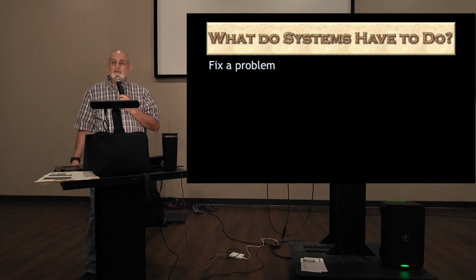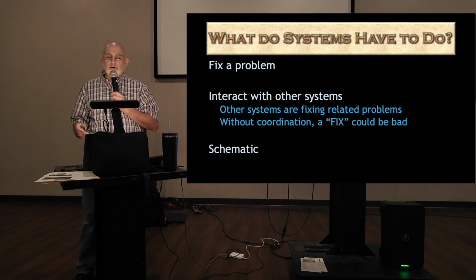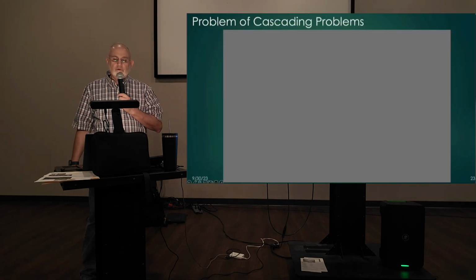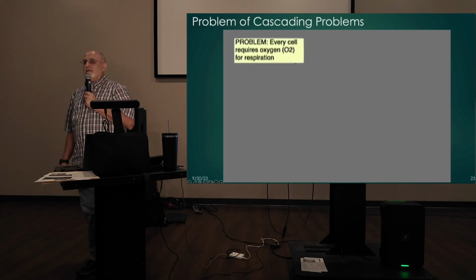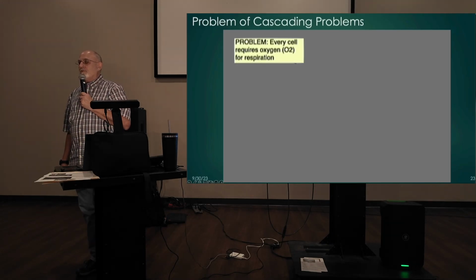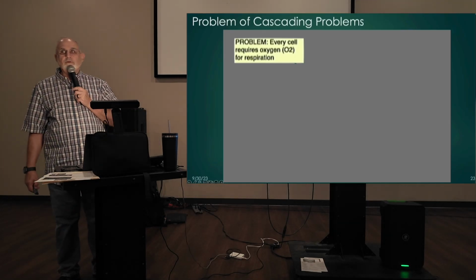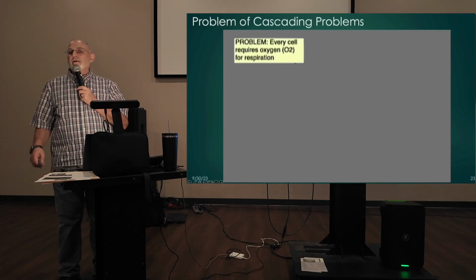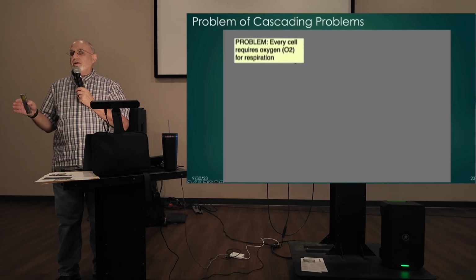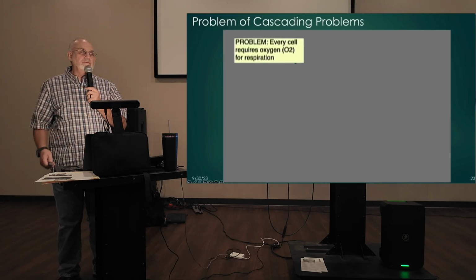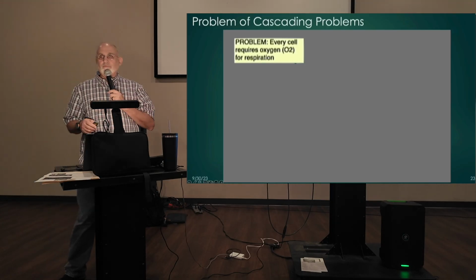So, again, if we want to fix the problem, we have to interact with other systems, figure out how to do it. And so I'm going to show you a schematic. This is one problem, just one problem. And here's the problem. Every cell requires oxygen for respiration. Fairly simple, right? You have something on the order of trillions of cells. Each of those has to have oxygen or the cell dies. The capillary system and the circulatory system are so sophisticated that they get blood to every cell. Otherwise, it would die, right? So here's the problem. So how do we solve it?